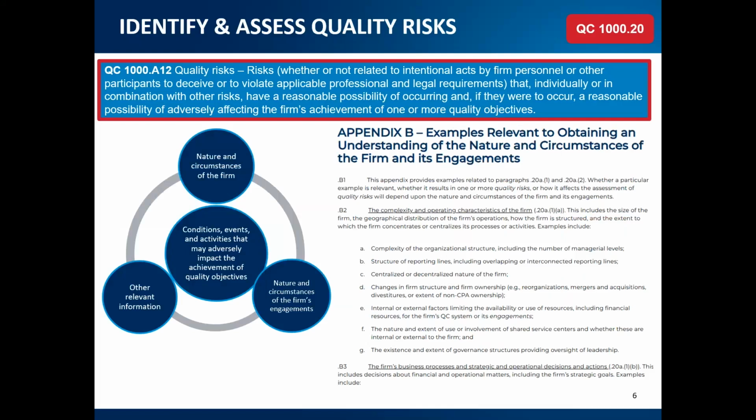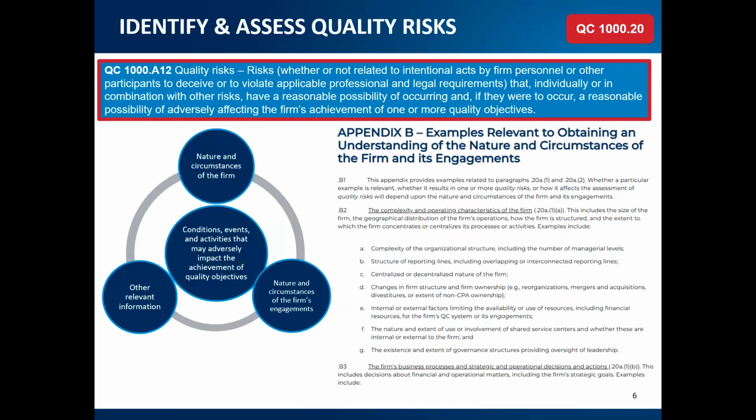As another example, Appendix B also includes examples of conditions related to the nature and circumstances of the firm's engagements. These include the complexity of technology used by the company under audit and by the firm when performing engagements. If the firm's engagements rely on complex technology, then this could create quality risks related to the training and assigning of firm personnel who have the competence to use the technology when carrying out their responsibilities.